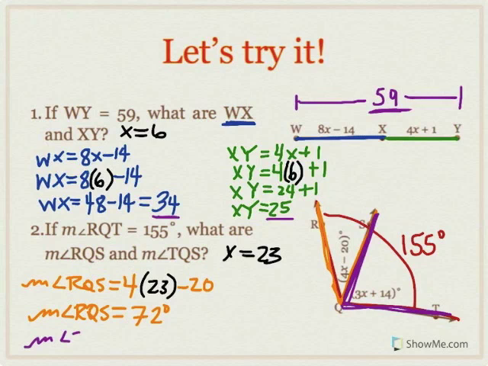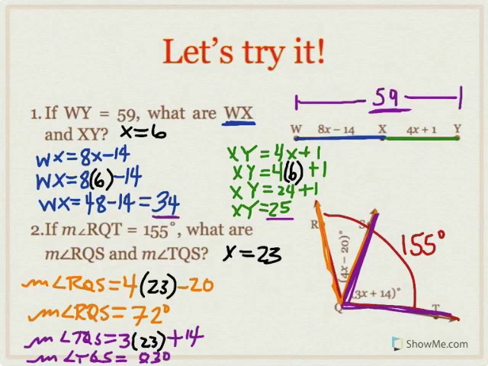The measure of angle TQS is going to equal 3 times 23 plus 14. So the measure of angle TQS is going to equal 83 degrees. And once again, I want you to note that 83 degrees plus 72 degrees happens to equal 155 degrees. This is a good way to check.